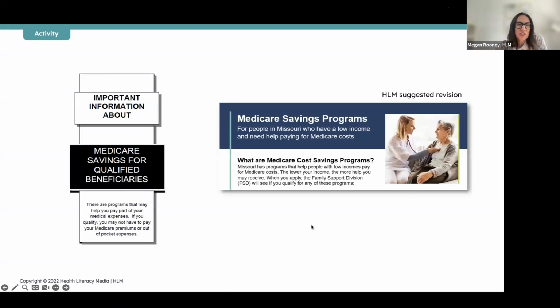So here's a suggested revision. The Medicare savings programs for people in Missouri who have a low income and need help paying for Medicare. So we're immediately getting at purpose and audience right up front. So then what are Medicare cost savings programs? So then again, getting at purpose there, right away, it's about the savings programs, and we're going to define that for you right up front.